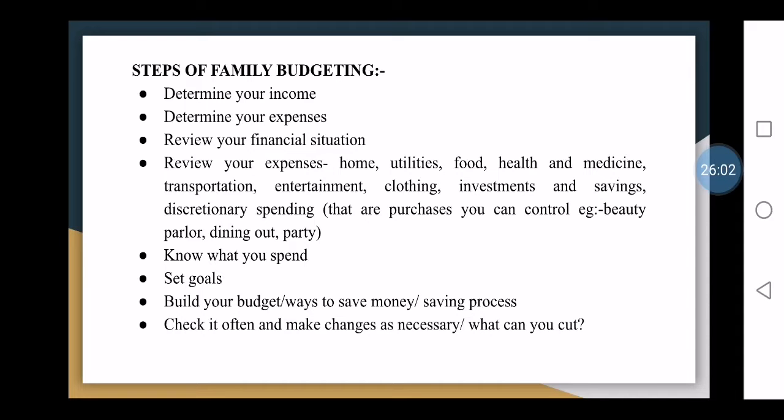Then determine your expenses. Monthly, how much on various things, what is the water bill, the electricity bill. There are some permanent expenditures in your family. We have to determine that. Water, food, electricity.